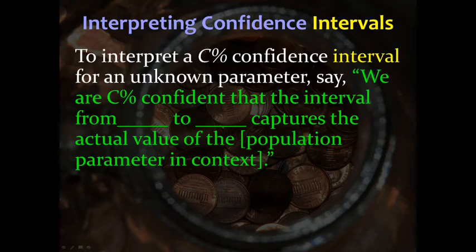To interpret a confidence interval for an unknown parameter, we're going to say this, and this is something you're going to write so many times that you will know this like the back of your hand. We are C% confident, whether it's 90%, 95%, 99%, we are C% confident that the interval from point A to point B captures the actual value of whatever the population parameter is in context. So we're 95% confident that the interval from 452 to 470 captures the true population mean mu of all average SAT scores for California SAT test takers.